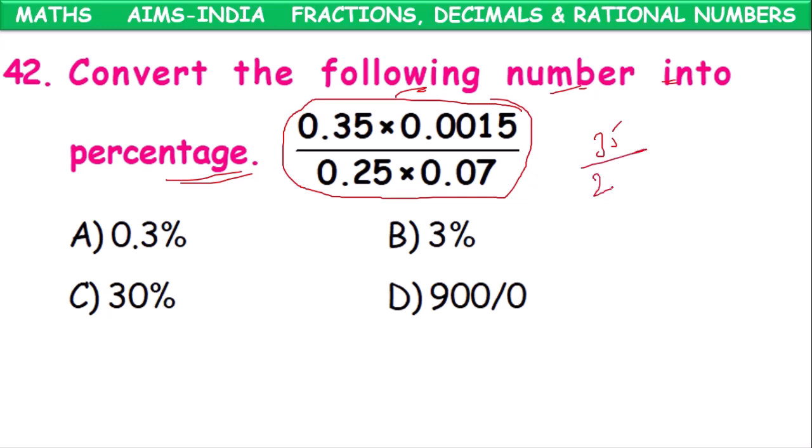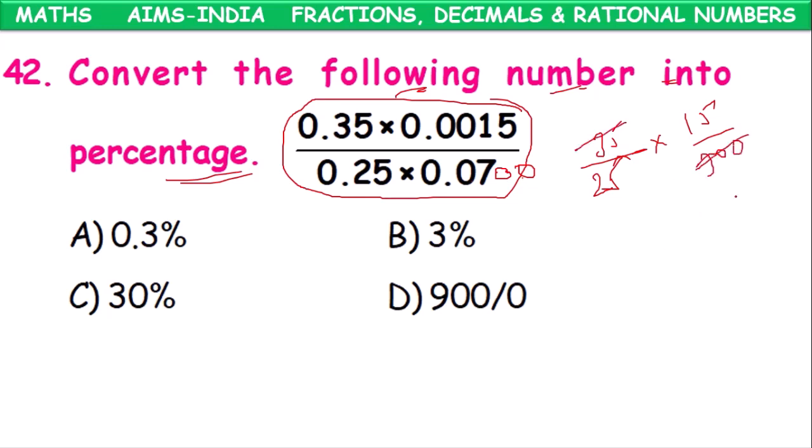We can write it as 35 by 25 into, here, four decimal places are there, and here, two decimal places are there, so two more zeros we can keep. Now, if we remove the point, it will become 0015, which means 15. Now, if we remove the point, it will become 0700, which becomes 1700.